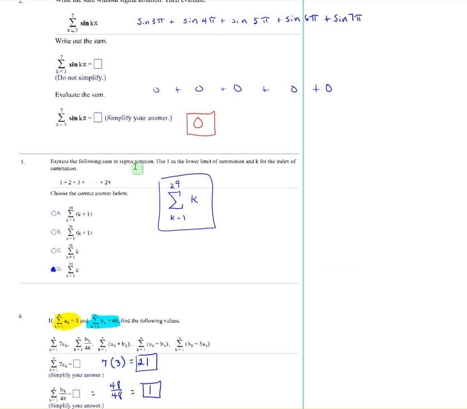All right, number 3. Express this in sigma notation. Use 1 as the lower and k for the index. So we're starting at 1, and it looks like we go to 29. So you could have k equals 1 to 29, and it's just k, because the number increases by 1 and goes to 29. And so that's what they're asking you to find.